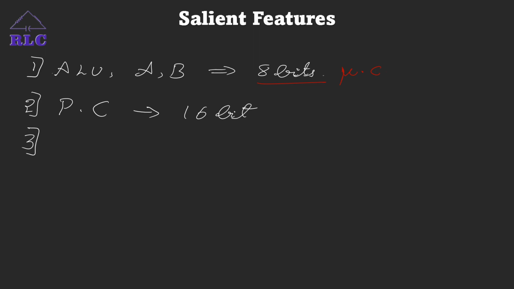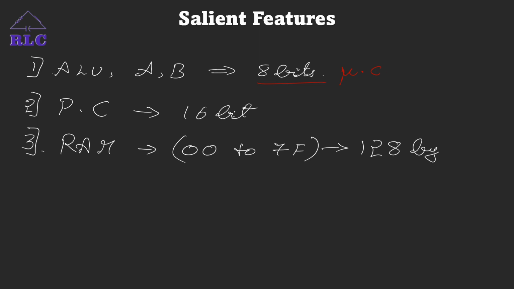Then next, for our usual usage, we have the RAM, which we can use from 00 to 7F. If we convert 7F, that is 00 to 7F, to decimal, we will get 128 bytes. That means this is in the form of hexadecimal.